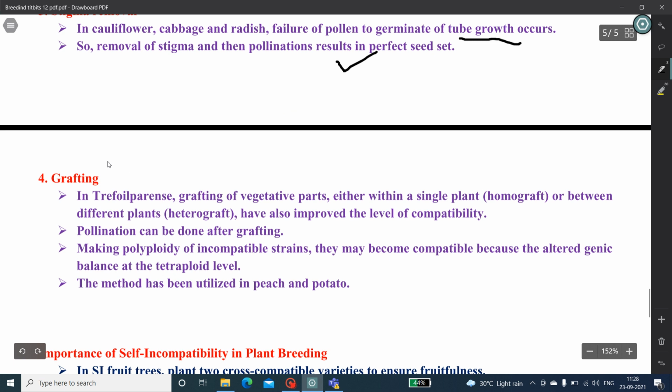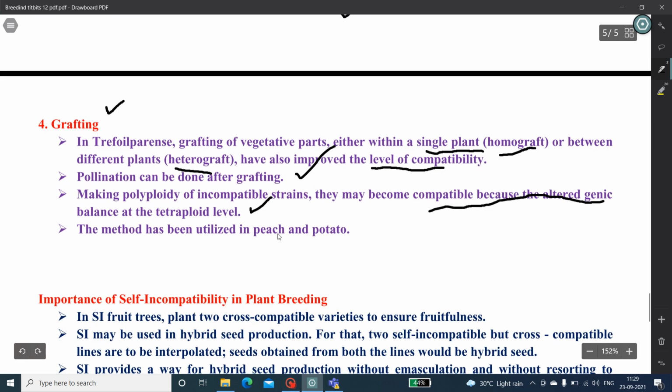And the fourth one is grafting. Grafting of vegetative parts, either within a single plant, that is homograft, or between different plants, that is heterograft, has also improved the level of compatibility. Pollination can be done by grafting, making polyploids of incompatible strains. They may become compatible because of altered genic balance at the tetraploid level. This method is being fully utilized in tree fruit crops like peach as well as in potato.